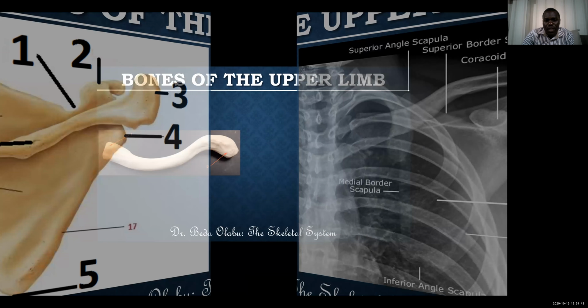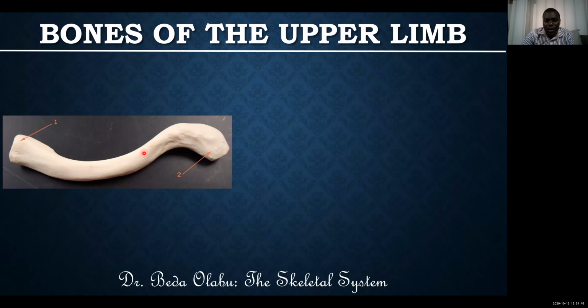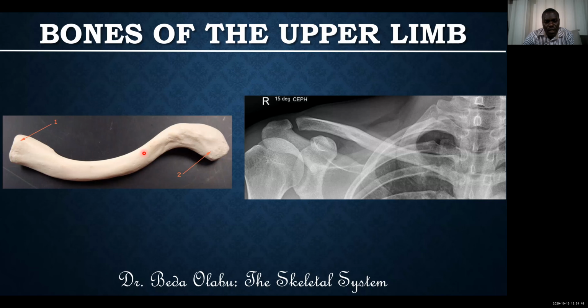Anterior to the scapula is the clavicle, which is the collarbone. The clavicle has a flat end, the lateral aspect, and the rounded end, the medial aspect. So this rounded part articulates with the sternum. This flat part articulates with the acromial process at the acromioclavicular joint, which is that.